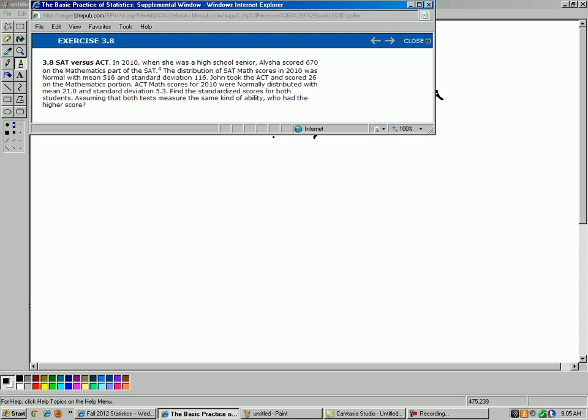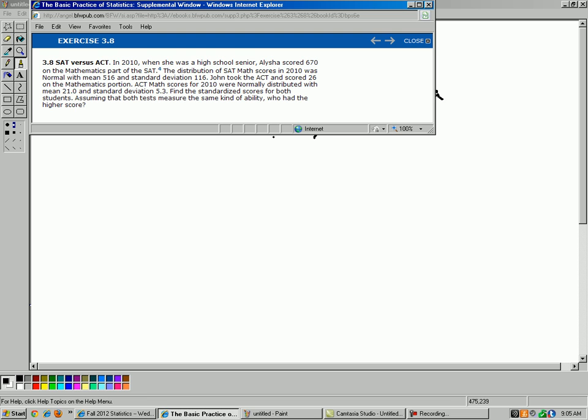It says, in 2010, when she was a high school senior, Alicia scored 670 on the mathematics part of her SAT. Okay, so she did pretty good on the test. The distribution of SAT math scores in 2010 was normal, with a mean of 516 and a standard deviation of 116.